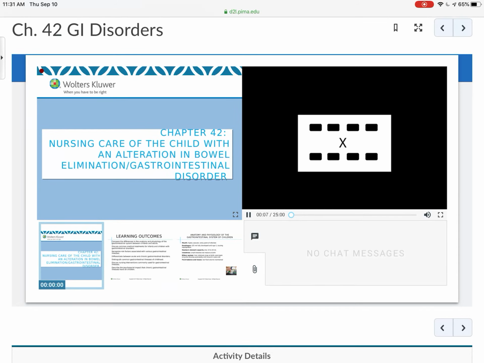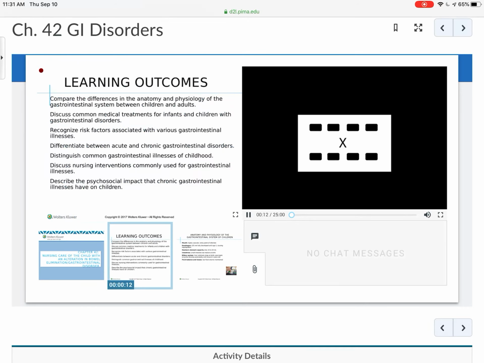Chapter 42 is nursing care of the child with an alteration in bowel elimination and GI disorders. In this chapter, we're going to talk a little bit about the differences in the anatomy and physiology of children and adults. We're going to discuss some common medical treatments and GI disorders. We're going to recognize some risk factors associated with these illnesses. We're going to talk a little bit about acute and chronic disorders and talk about some of the common ones in childhood. We're going to talk about some interventions and then the psychosocial impact of this on families.